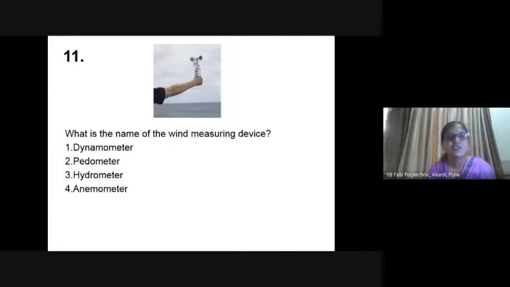Okay. Next question. What is the name of the wind measuring device? Dynamometer, pedometer, hydrometer, anemometer. I am waiting for you, students. Okay. Next question.